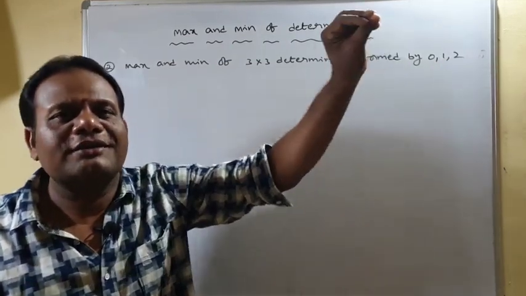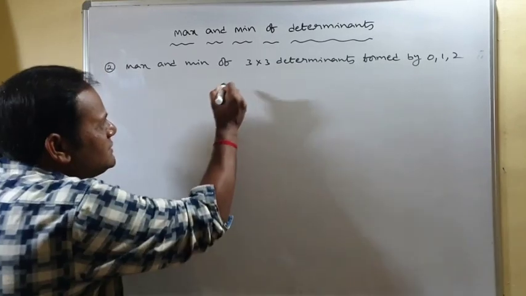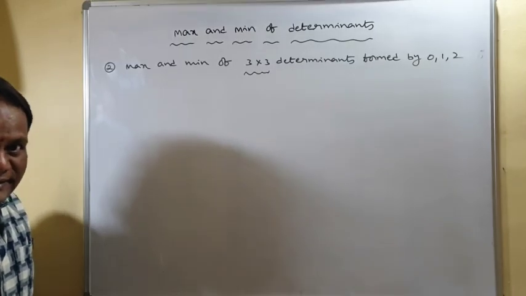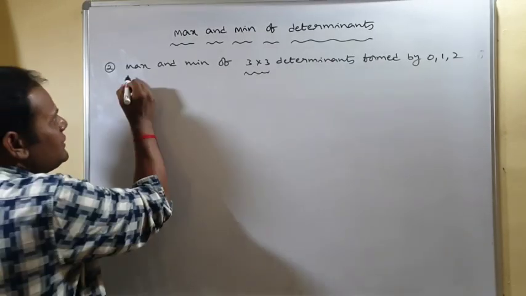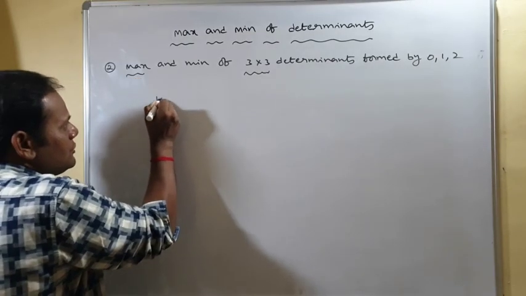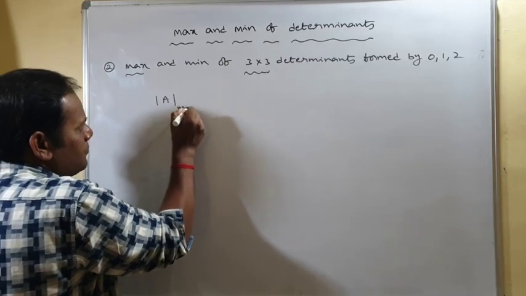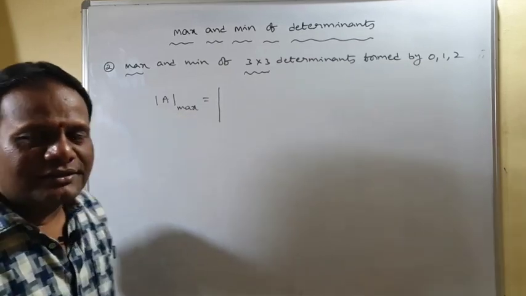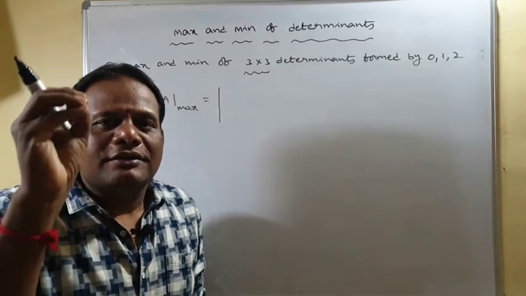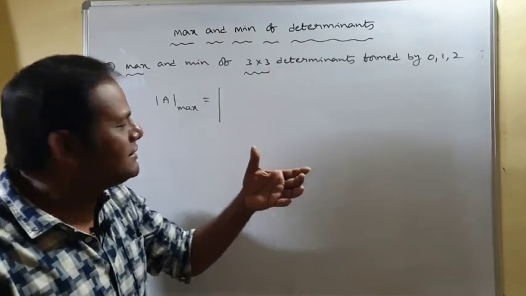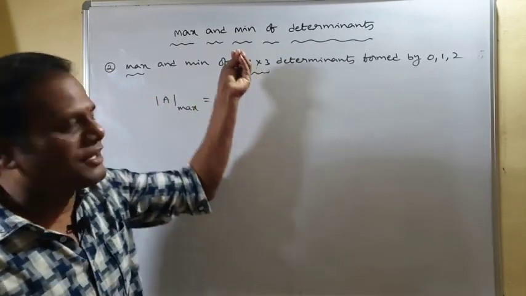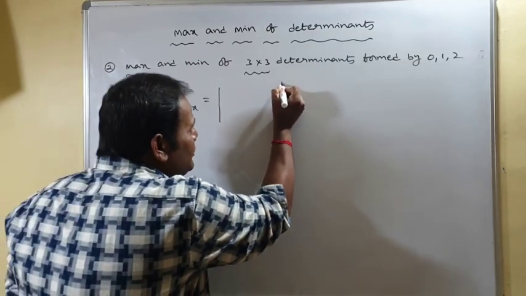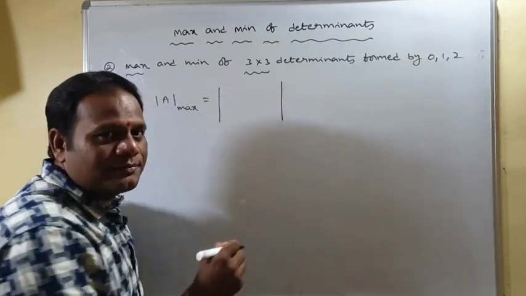0, 1, 2. Okay, this time we are going to find 3 by 3 determinants, is it? In that we want maximum, so det A maximum we want. Listen carefully. For this we have one shortcut to get that maximum determinant. Okay, that shortcut is coming to this 3 by 3 matrix.